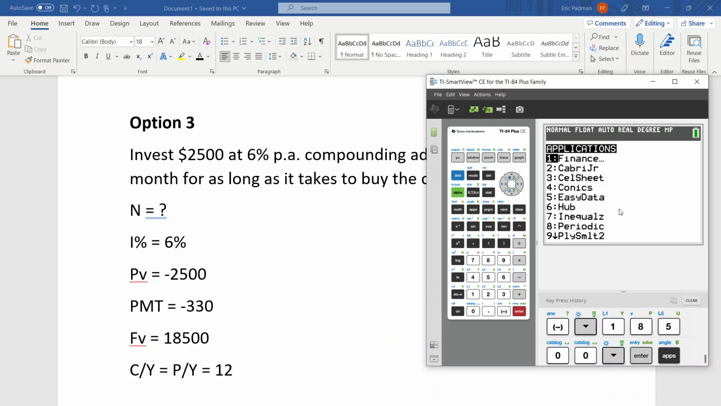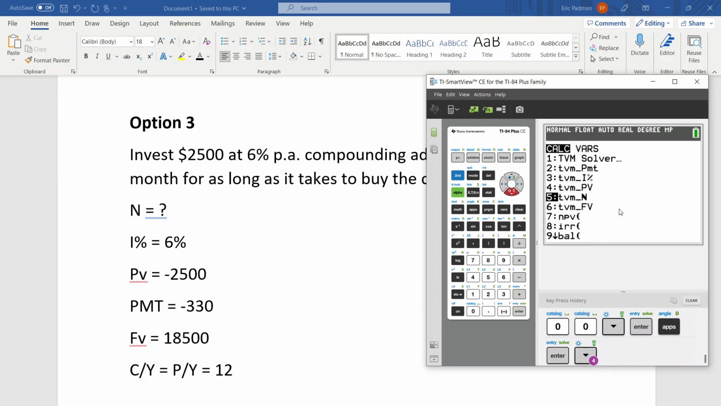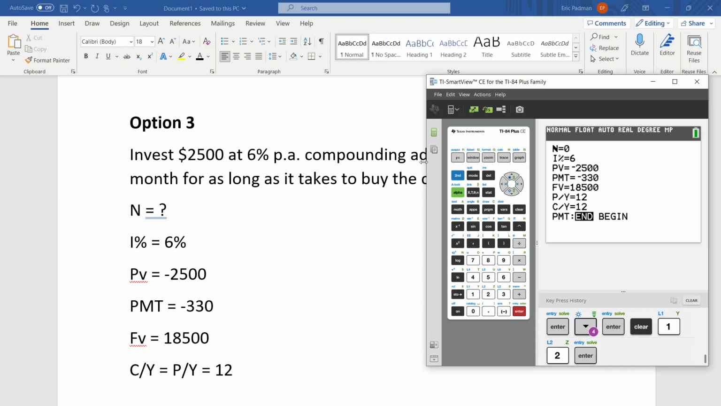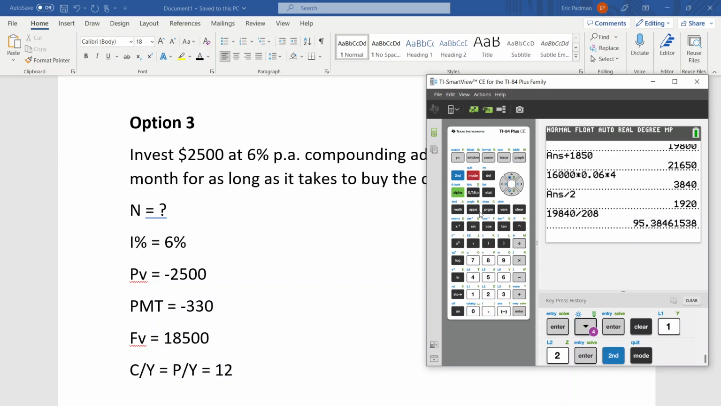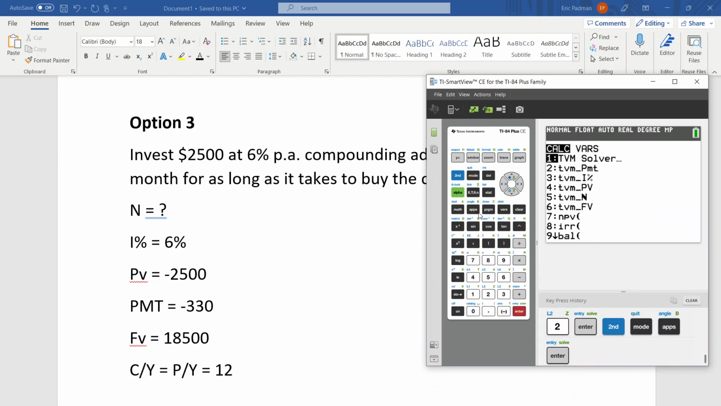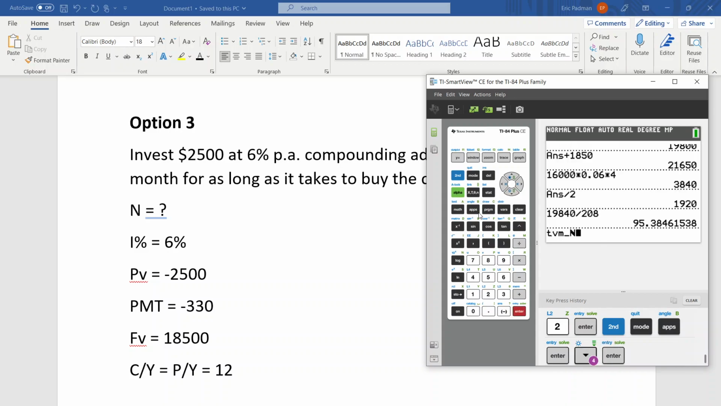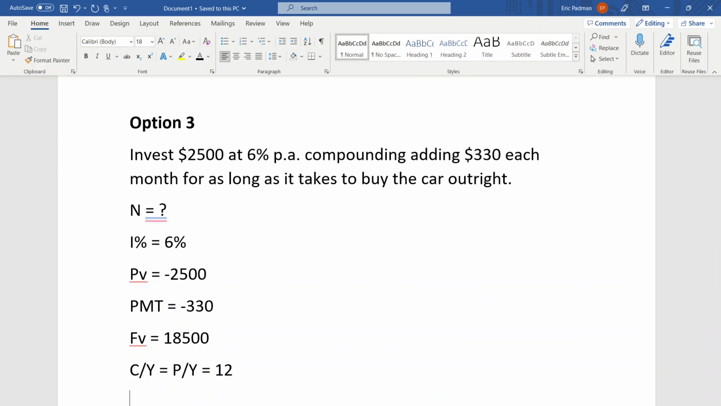Apps, finance, we're solving for a capital N. Whoopsies. No, you've got to quit first. My bad. Quit. Now go into finance. Now go to N. Get back to that main menu. So that is approximately, if you round up, that would require 43. So N is equal to 43 periods.